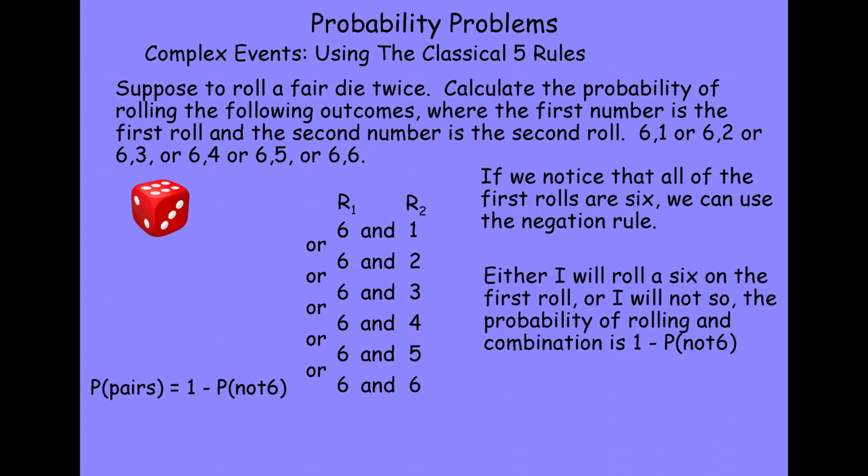So the probability of rolling one of those pairs is going to equal 1, the probability of rolling something, minus the probability of rolling something besides a 6 on that first roll. Now, the probability of rolling some other number on that first roll is 5 over 6. And so 1 minus 5/6, the probability of not rolling a 6 on that first roll, is 1/6, which is in fact the probability of rolling one of those 6 different conjuncts.